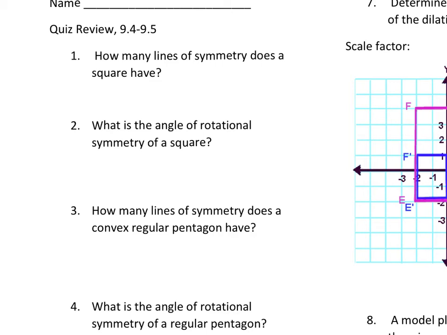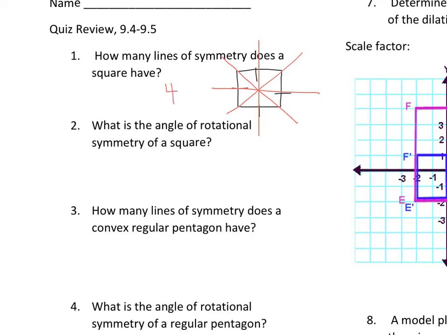How many lines of symmetry does a square have? So if you think about a square, all four sides equal, all 90-degree angles, you can draw lines of symmetry up and down, side to side, and both diagonals. So there's 4 lines of symmetry.